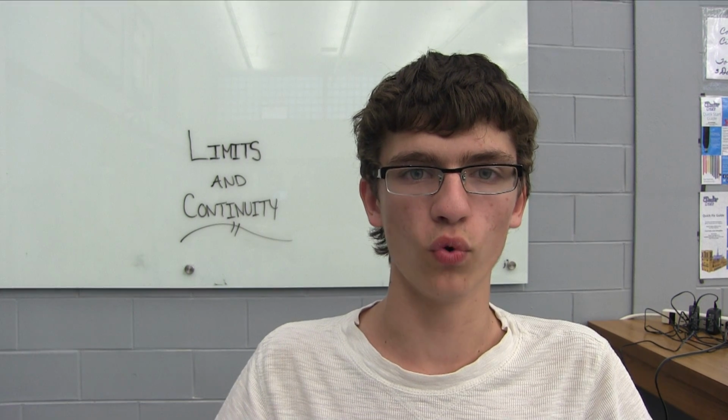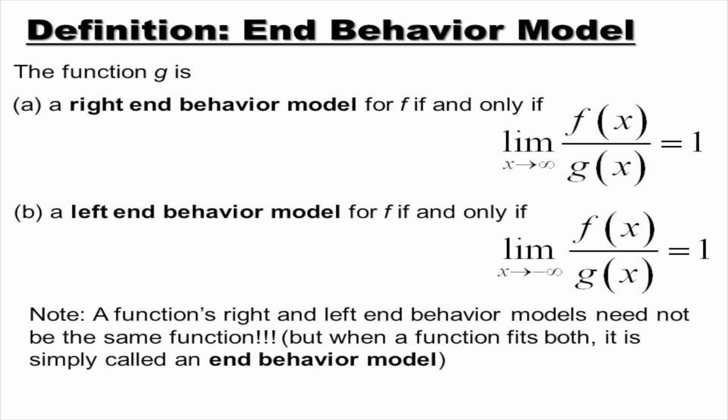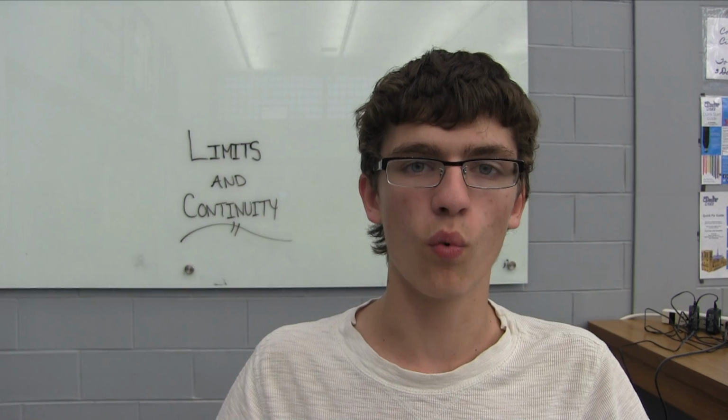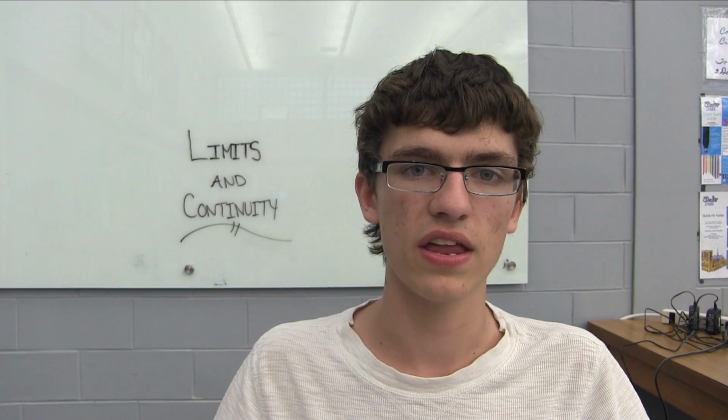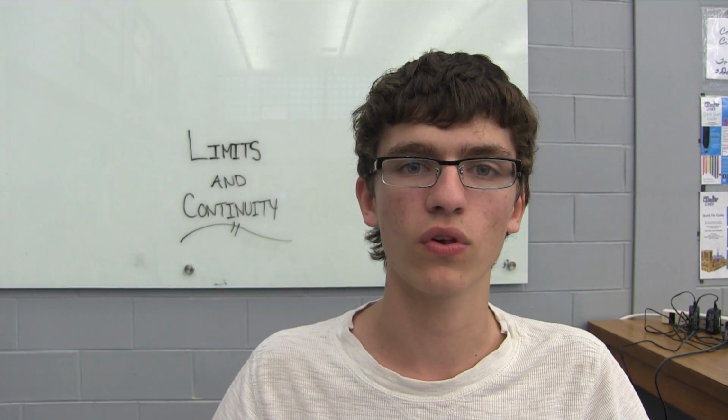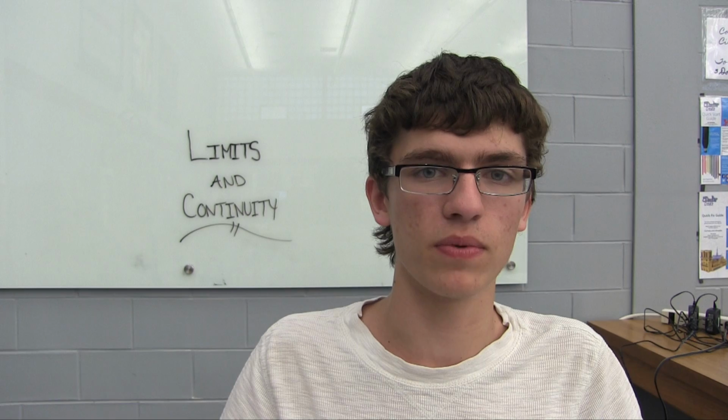Now let's get into some rules involving behavior models. The function g is a right end behavior model for f if and only if the limit as x approaches infinity of f of x divided by g of x is 1. On the other hand, the function g is a left end behavior model for f if and only if the limit as x approaches negative infinity of f of x divided by g of x is 1. If one function provides both a right end behavior model and a left end behavior model, it is considered the end behavior model. So let's move into some examples involving end behavior models.